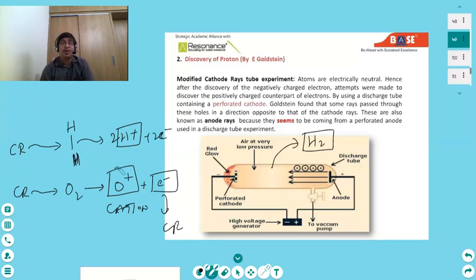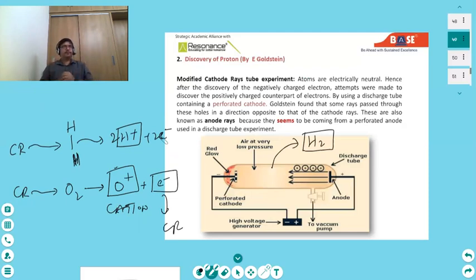That's important. Your anode rays are dependent on the gas used inside, whereas cathode ray was not dependent. Cathode ray is electron, and electron from whatever source it comes is electron. But anode ray depends on the nature of the gas. If you change gases, the anode ray nature will also change. This is in the properties next. I will give you a brief now.